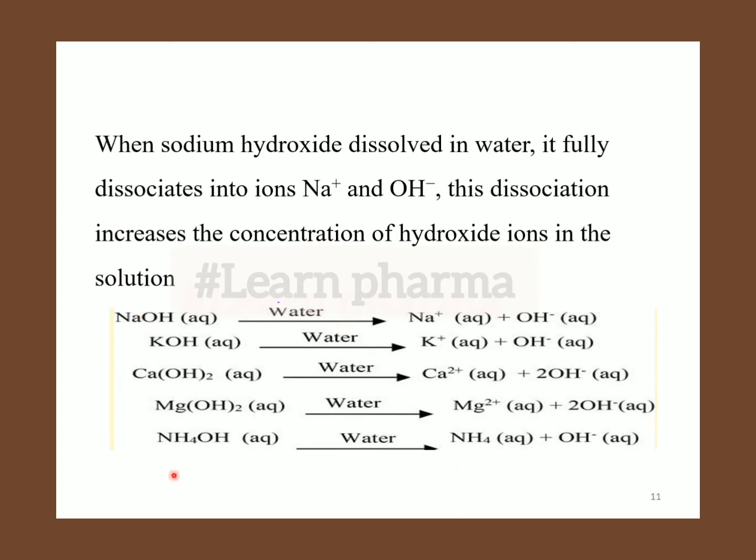When Arrhenius bases like sodium hydroxide, potassium hydroxide, calcium hydroxide, magnesium hydroxide, and ammonium hydroxide dissolve in water, they fully dissociate into a metal and hydroxide. This dissociation increases the concentration of hydroxide ions in the solution. Hence, these are called Arrhenius bases.